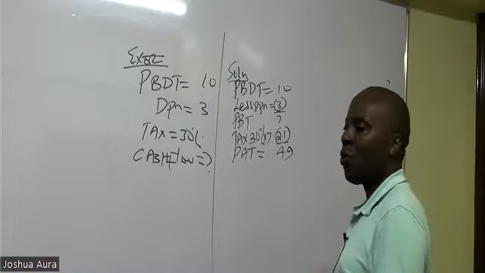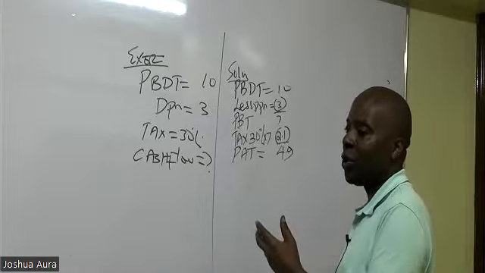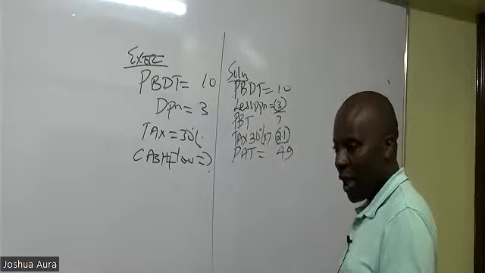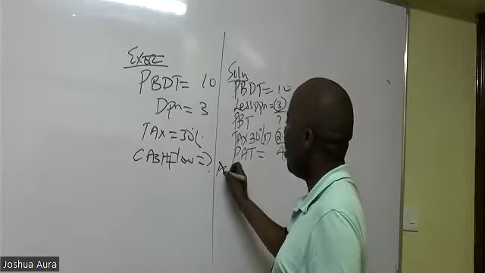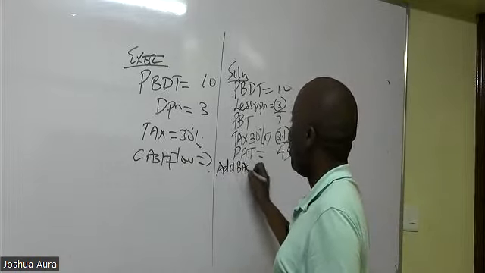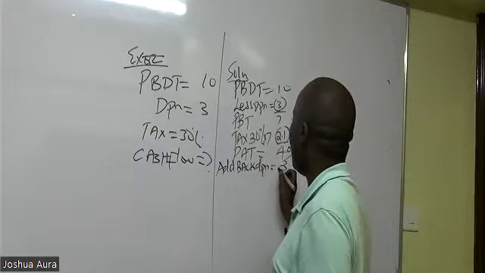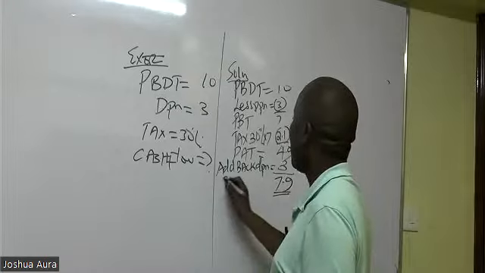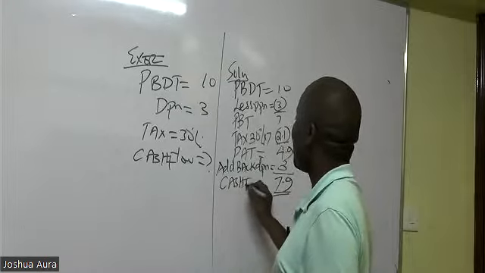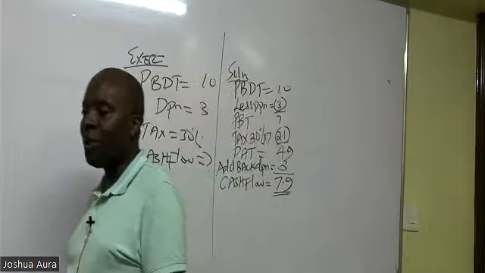Once I get profit after tax, I need to change this straight away to cash flow. And how do I do this? I'll come and add back depreciation. You add back depreciation of 3. So 4.9 plus 3 gives me 7.9, which is what here? Which is our cash flow. So our cash flow per annum will be 7.9.